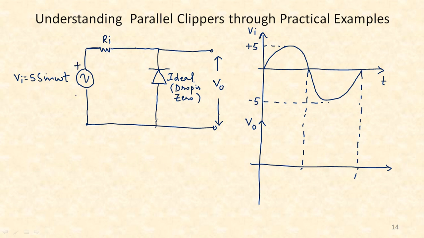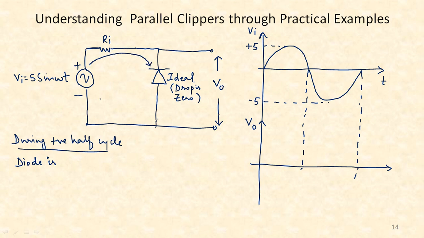So during the positive half cycle, plus minus, what happens to the diode now? Is the diode on or off? Students, please try to understand. I am applying positive voltage to the cathode and negative voltage to the anode, which means the diode is off.